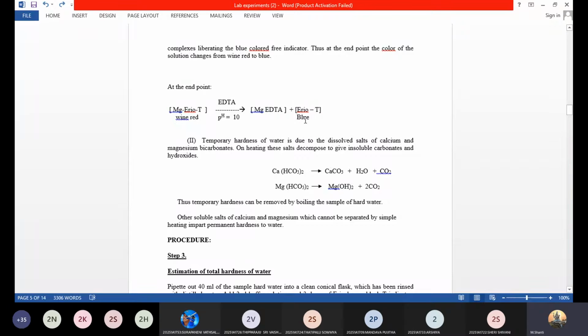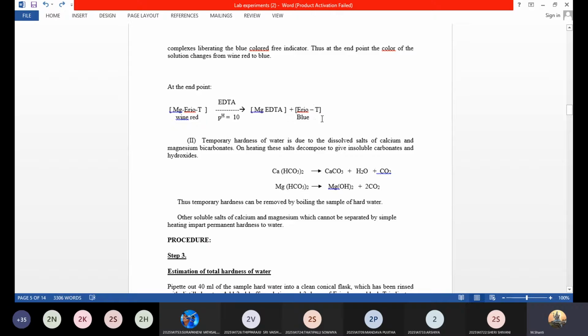Now that you don't have any magnesium ions forming a complex with the indicator, slowly all the magnesium ions from this bound complex got displaced and they have formed a complex with the EDTA. So this is a Mg-EDTA complex plus the free indicator. So that means at the end point, the blue color is because of the presence of the free indicator.